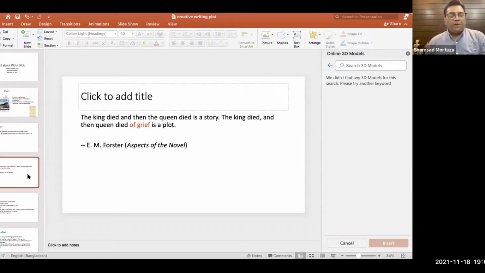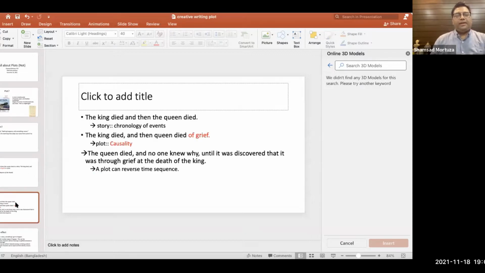Now, why do you think I have marked of grief in red? Because that is causality, right? According to E.M. Forster, there is a cause and effect. Again, my heart aches, and then you have the melodious plot. After listening to the song of the nightingale, the persona in that particular poem, it can be John Keats, in Hammersmith, it may not be, but the idea is that there was an effect of that particular action.